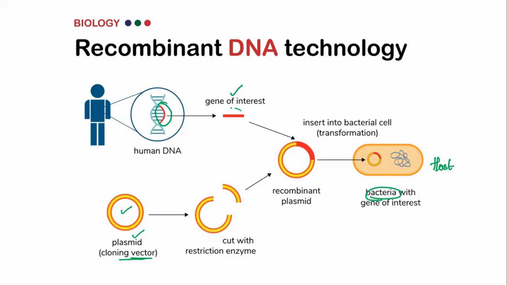We insert the gene of interest into this plasmid and form the recombinant plasmid. Then we insert this recombinant plasmid into the bacterial cell, and this process is called transformation. So as a result of transformation, what happened? We inserted the gene of interest combined with the plasmid, the recombinant plasmid, into the host cell. Later on, it will get integrated into the host genome and we will get a recombinant DNA, rDNA.